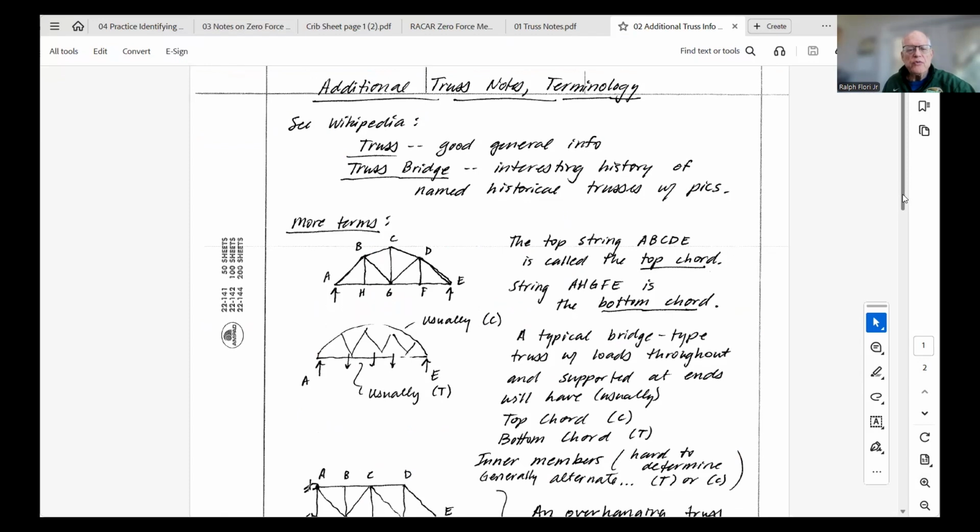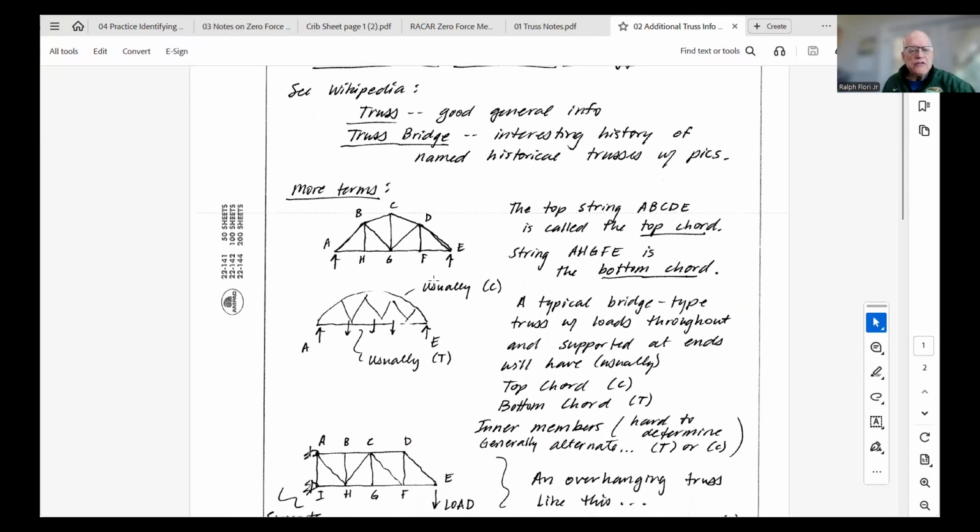Some more terminology with the truss. So typically a truss will have a top string of members and it'll have a bottom string of members. The top string is typically called the top chord. The bottom string, A, H, G, F, E, is called the bottom chord.